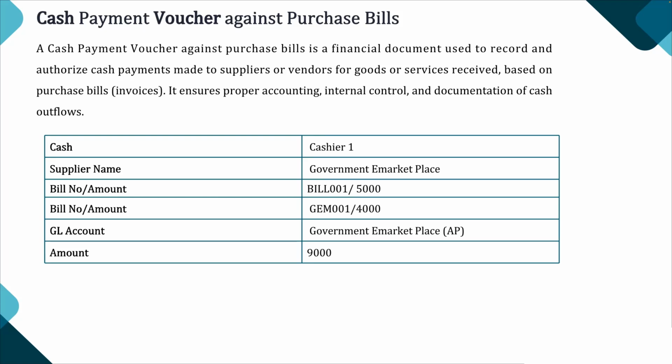Let us take one example of a cash payment voucher. Cashier, Cashier 1. Supplier name, Government e-Marketplace. Bills: Bill number 1, BILL 001, 5,000 rupees. Bill number 2, GEM 001, 4,000 rupees.